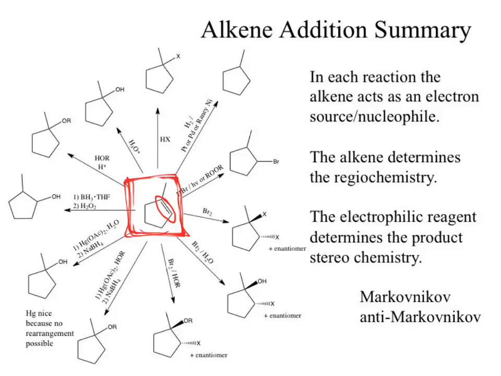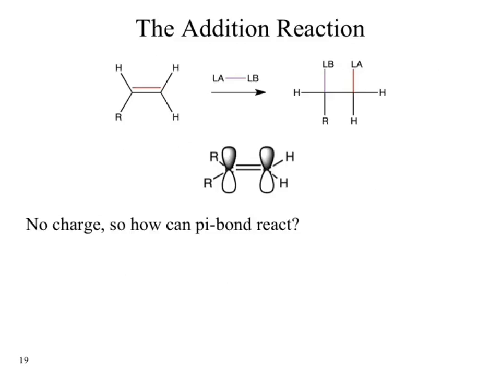Okay? Everything up there you should have already seen. That's all officially first semester stuff. Okay? Questions about any of that? Okay. So let's take a look at the addition reaction. We're taking an alkene, or really a pi bond, and we're trying to react it with something. So we've got an example of a reaction up above.